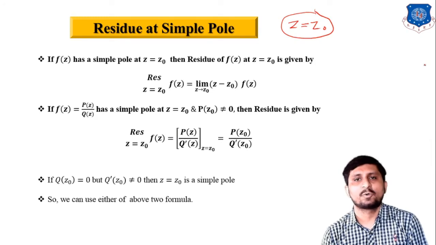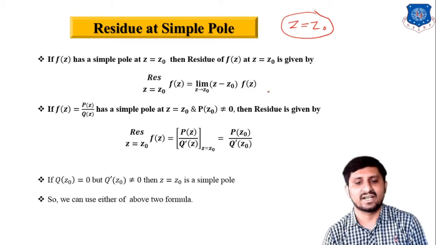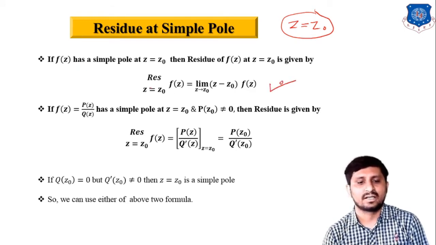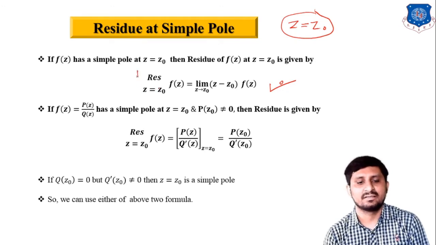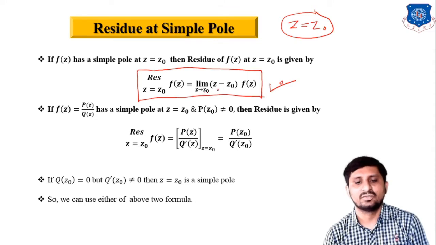For that, what is the procedure that we have to follow to find the residue? First of all, there are two formulas. Residue of f of z at z is equal to z0 is equal to the limit as z tends to z0 of (z minus z0) into f of z. Again, try to understand this first formula: the residue of f of z at the point z is equal to z0 is nothing but the limit of z tends to z0 of the function (z minus z0) into f of z. So this is the first formula that you can apply.